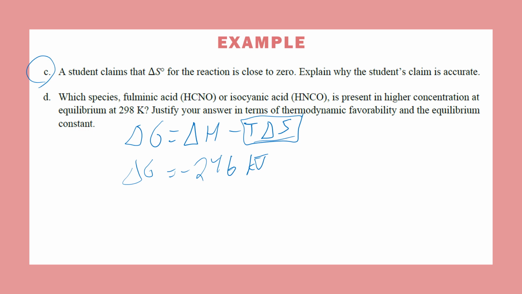Because it's thermodynamically favorable in the forward direction, that means K is greater than 1, and so it will favor the products, and you'll have more of the isocyanic acid. Now that question was 2 points. One for choosing the isocyanic acid by saying that delta G is most likely negative, and the second point was for indicating that because delta G was negative, K is going to be greater than 1. And you had to do both because it says and the equilibrium constant.